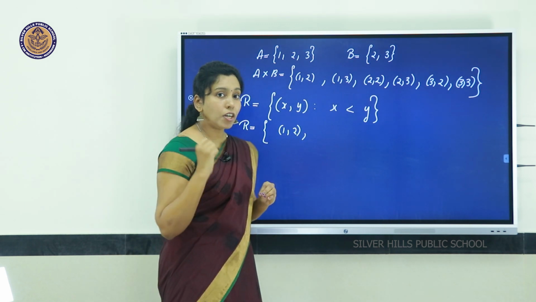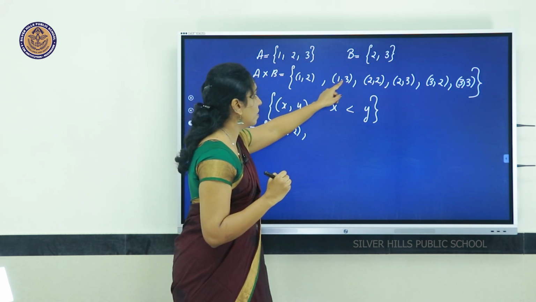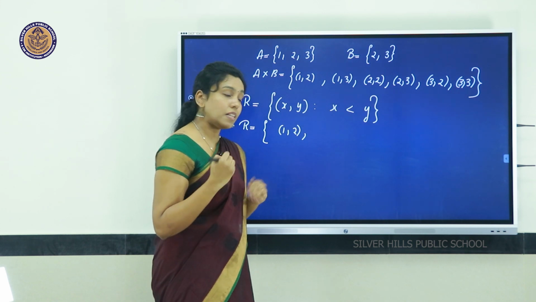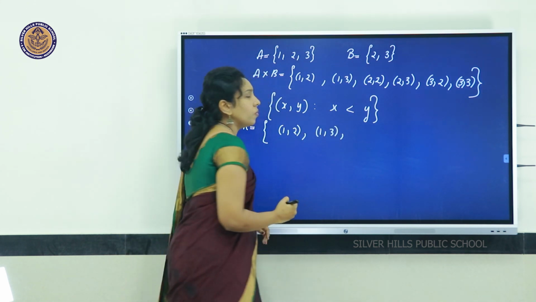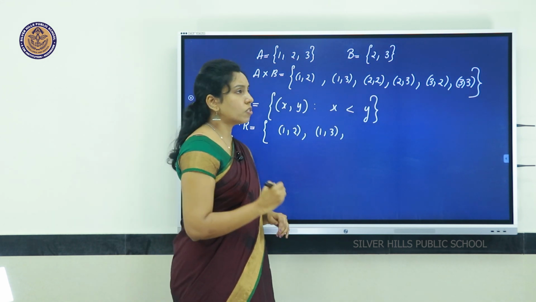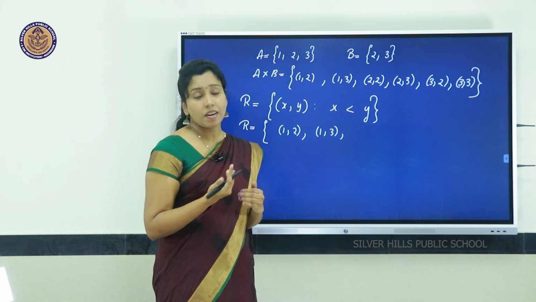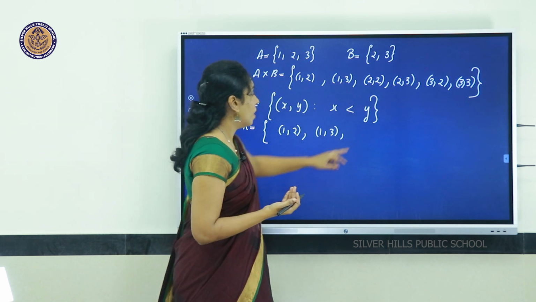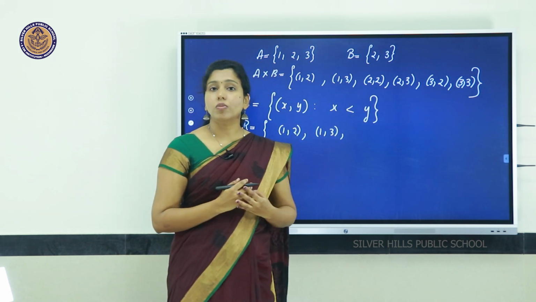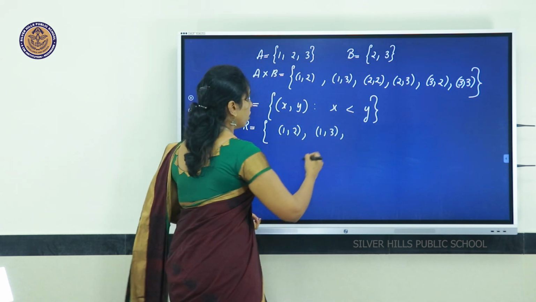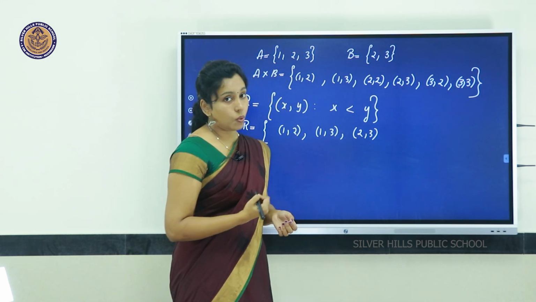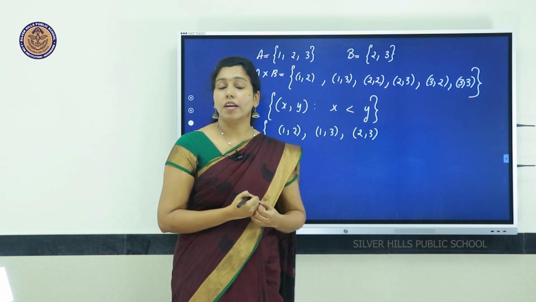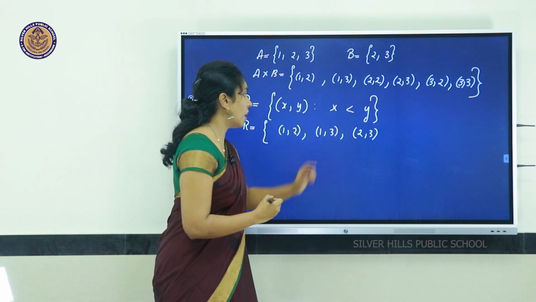1, 3. Can I include 1, 3? Here X is 1, Y is 3. 1 is less than 3. I can include that. 2, 2 I cannot include because 2 is equal to 2. I can't say 2 is less than 2. What about the next one? 2, 3. Yes, I can include 2, 3. 3, 2. No. 3, 3 also I cannot include in our collection.